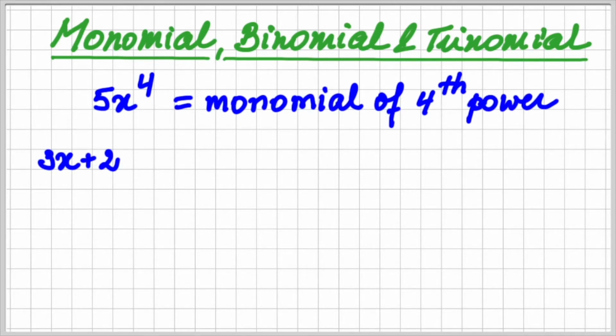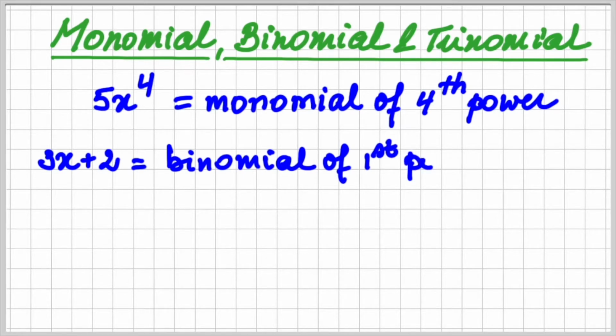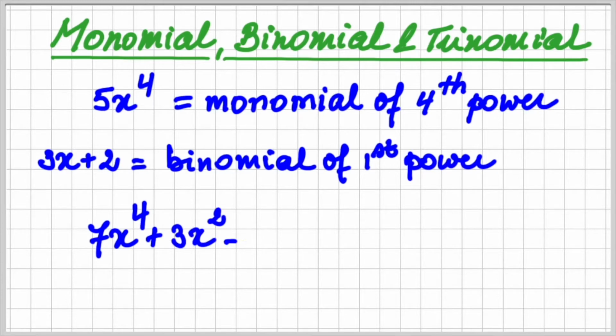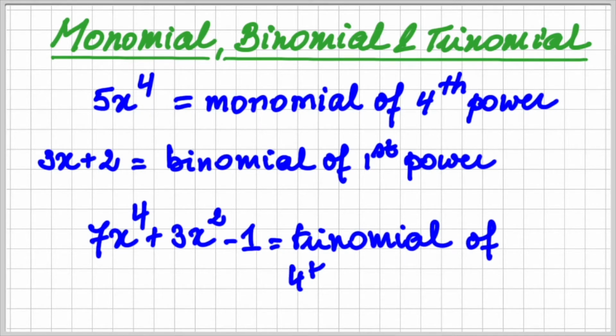When we look at 3x plus 2, we have two terms. So in this case, we have a binomial, bi meaning 2. 3x plus 2, so there are two terms, and basically we have a binomial of the first power. The last one is a trinomial. We have three terms, and the trinomial is 7x to the power 4 plus 3x squared minus 1. And this is a trinomial of the fourth order, or fourth degree, or fourth power.